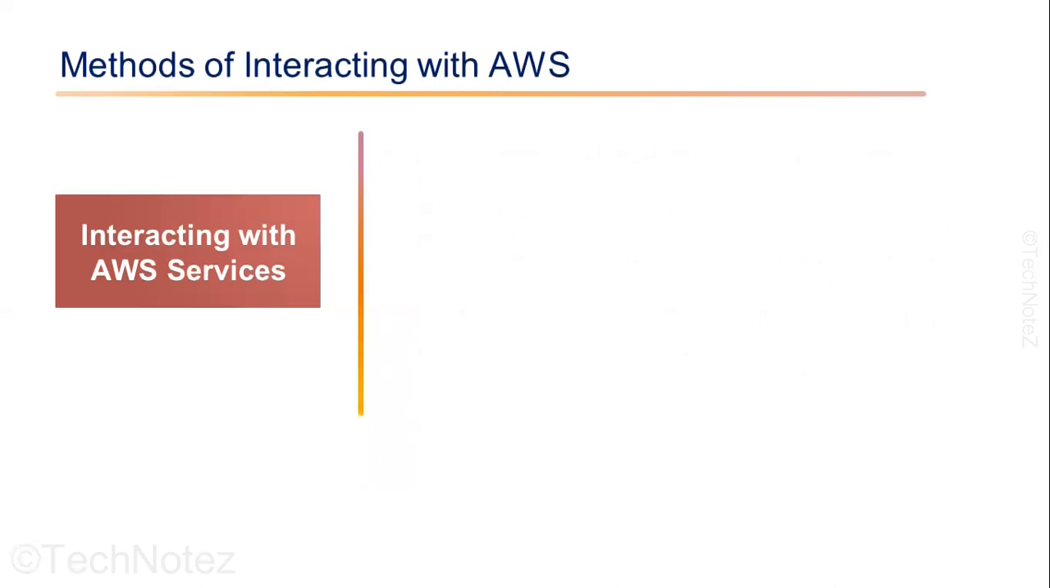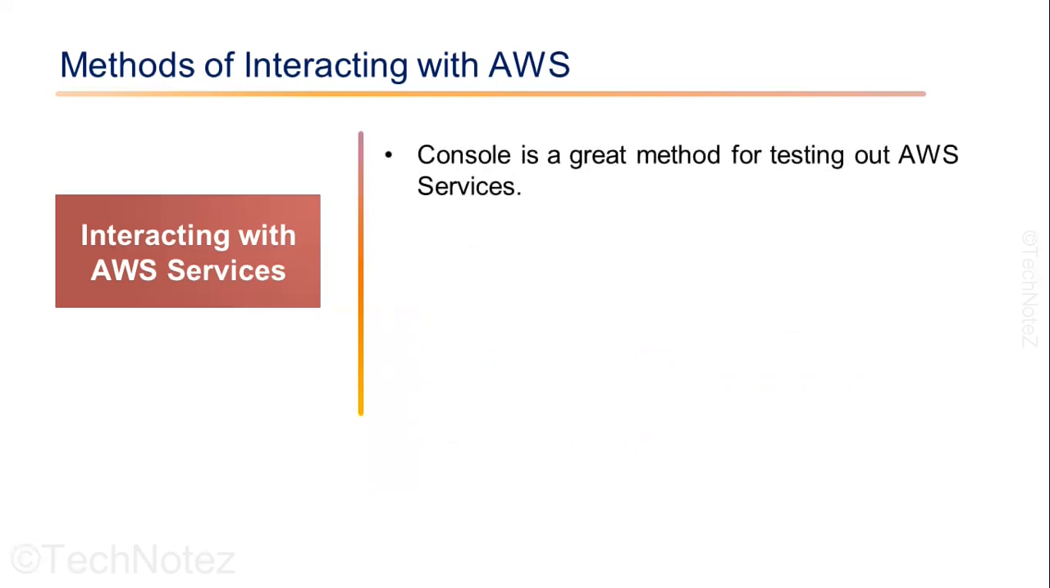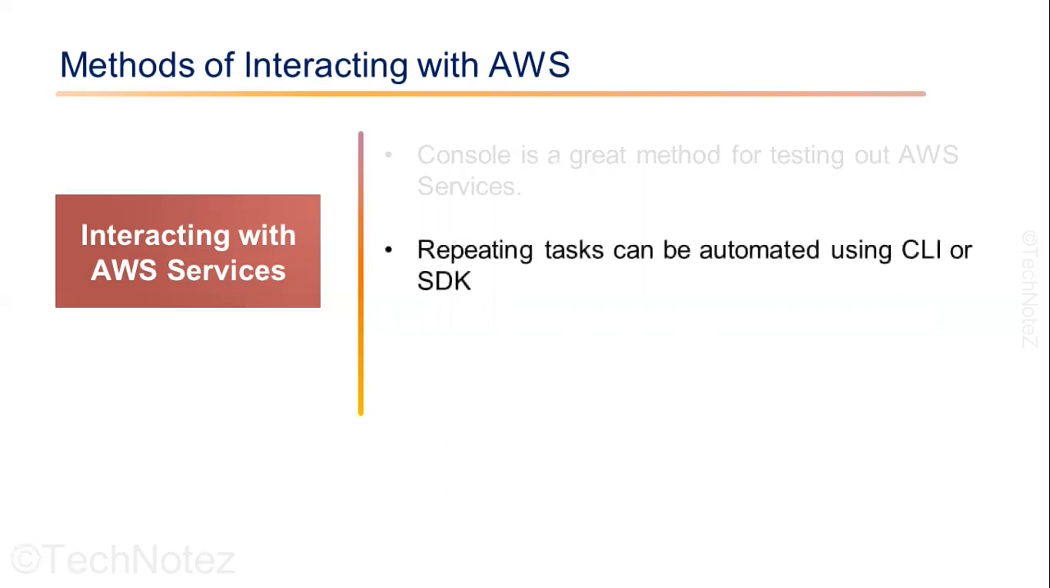Now, let's talk about when you would use one of these approaches versus another. So, first of all, the console is a great method for accessing the AWS services the very first time. So, if you want to access a service for the first time, if you want to spin up a virtual server, or maybe you want to test out a new service that AWS just announced, the console is a great way to do this. But for repeated tasks, you might want to use either the CLI or the SDK.